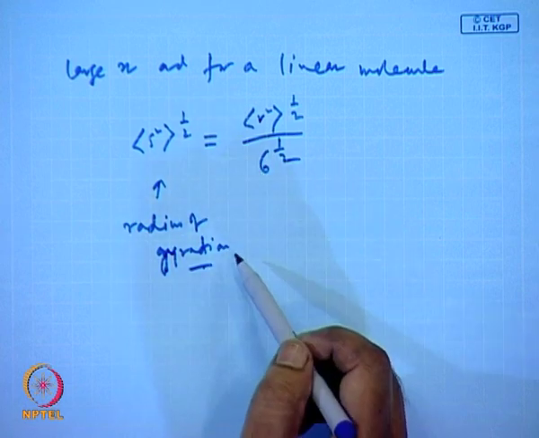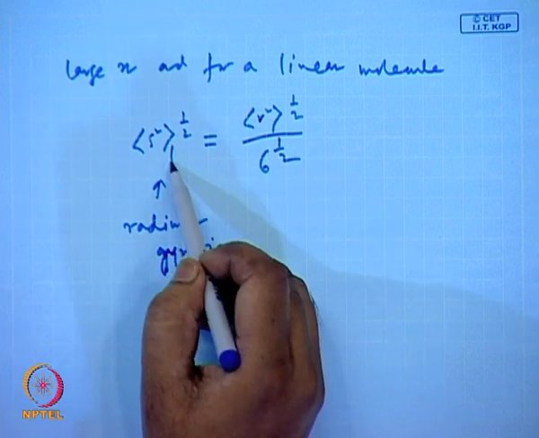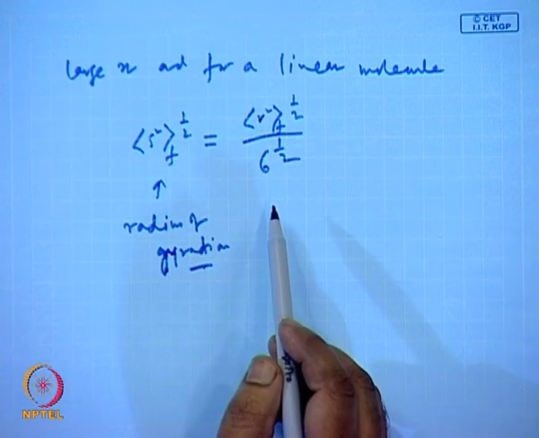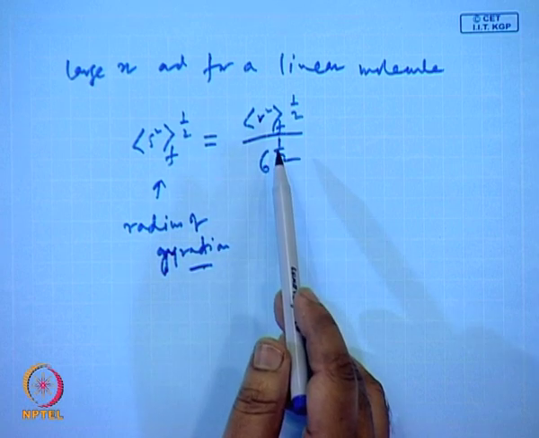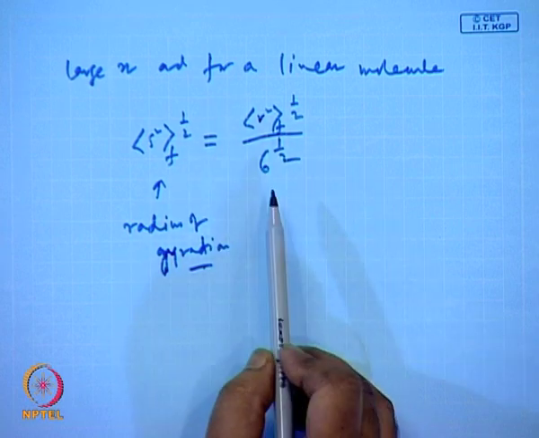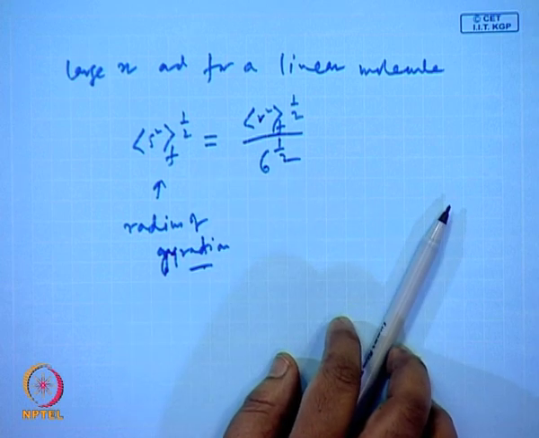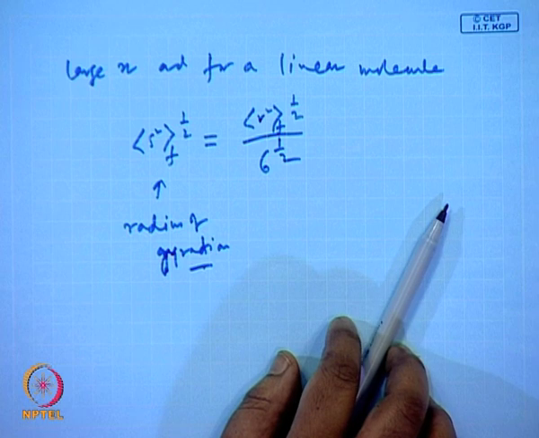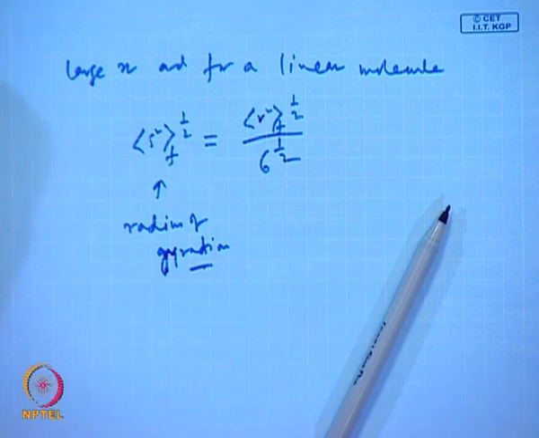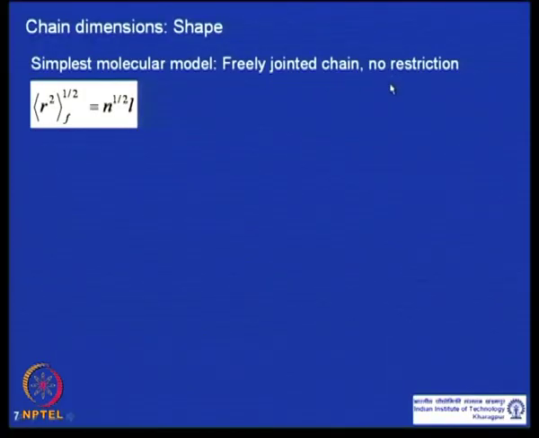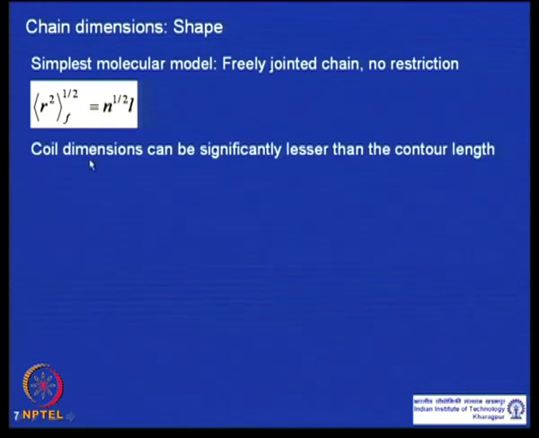So, these relations can be shown. If you put f here, for the freely rotating chain we can get this expression. We are writing for a simple molecular model, which is a freely jointed chain with no restriction. We have now shown, using the Gaussian distribution function or random coil approach, that it has this relation, which means that coil dimensions will be significantly less than the contour length.